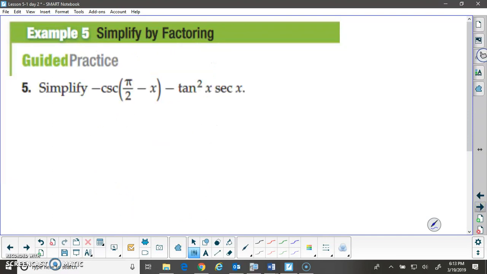Next one is very similar. You can see that hopefully this jumps out at you. We have to use a cofunction identity for that cosecant of half pi minus x to a secant of x. The negative sign does need to stay out in front.